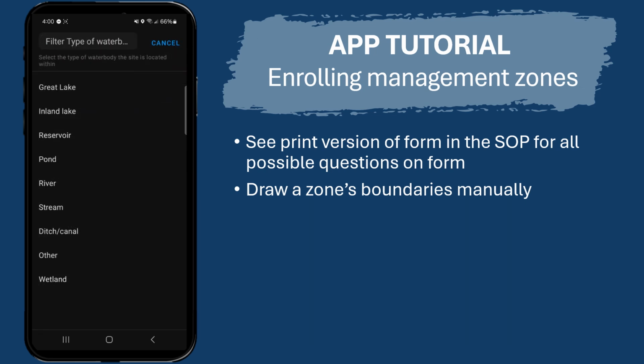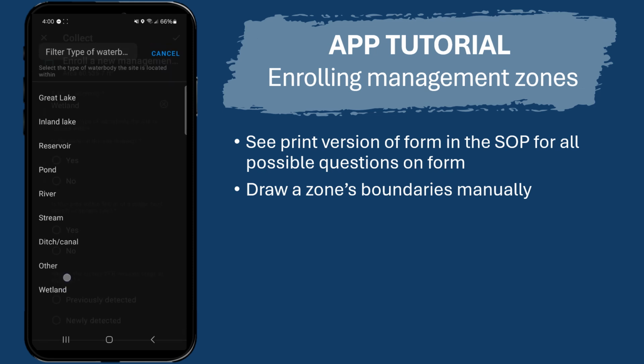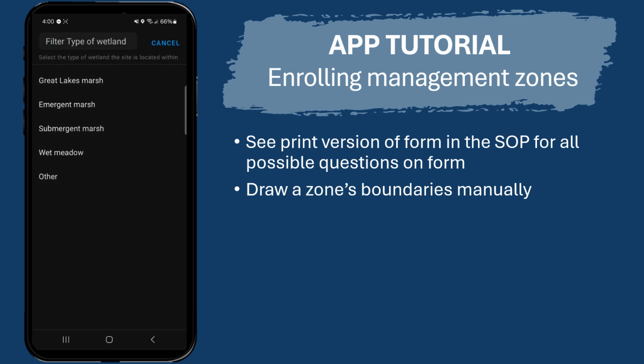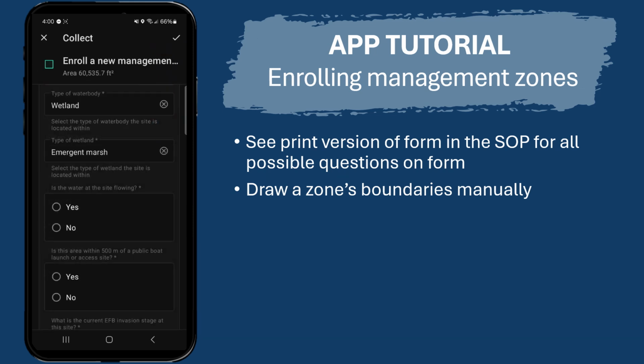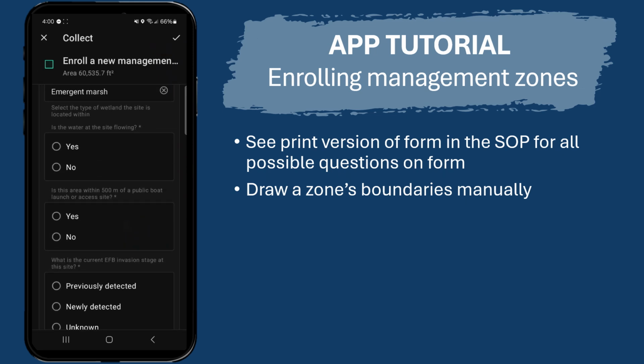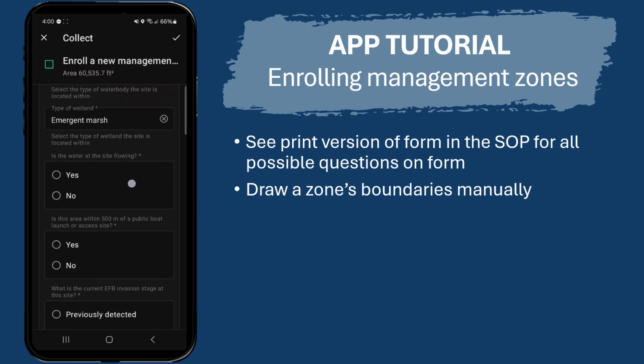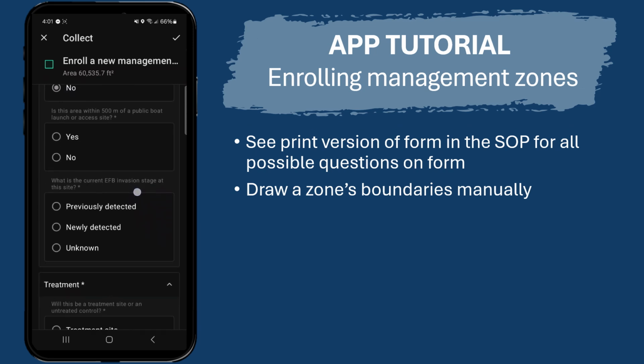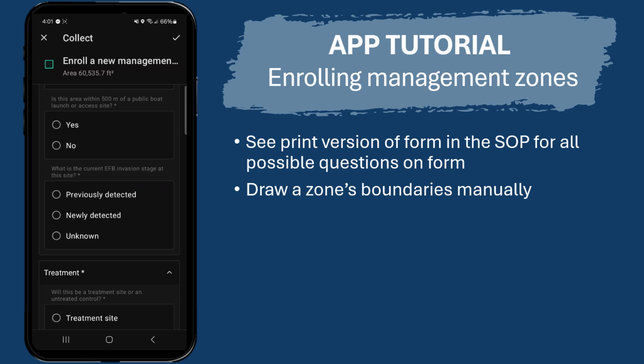The type of water body, you can select that. I will say this is a wetland. And then it will ask you about the type of wetland. This is an emergent marsh. Let's see, is the water at the site flowing? No. Is this area within 500 meters of a public boat launch or access site? No.